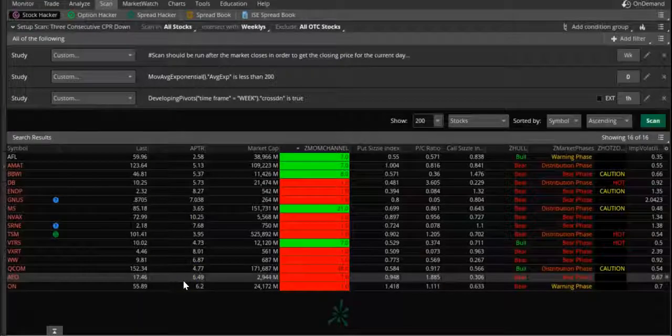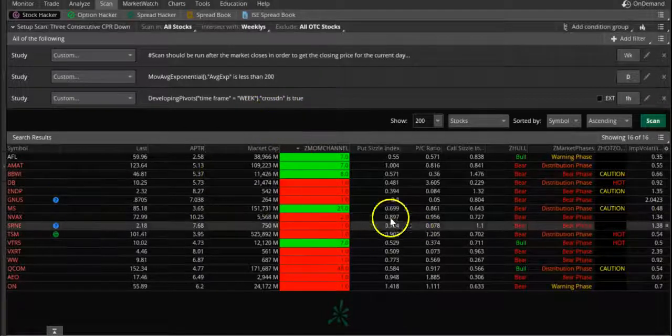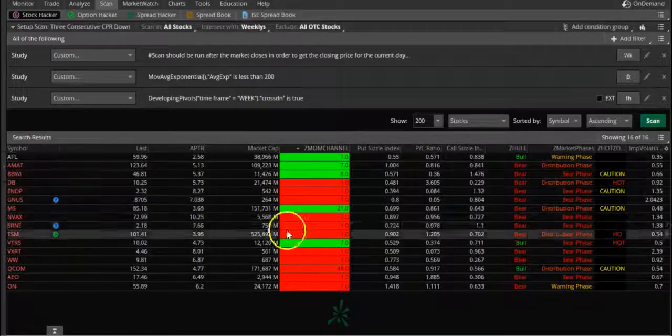In this video, we're going to look at the downtrending CPR scan, the developing CPR also. So in combination, we are scanning on a weekly time frame. We are also looking for stocks which are below the 200 EMA, exponential moving average, and we are also looking for the weekly developing pivot, also downtrending. All these three conditions, you can see these are the stocks we got.